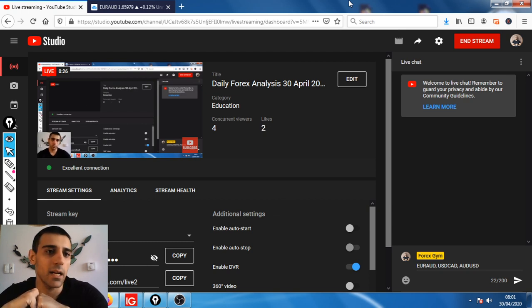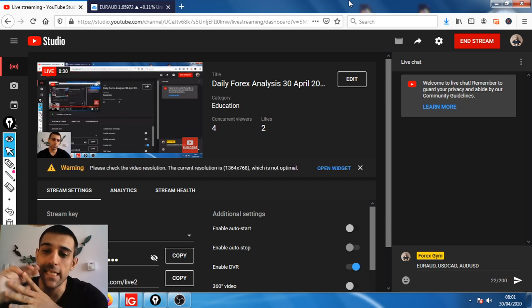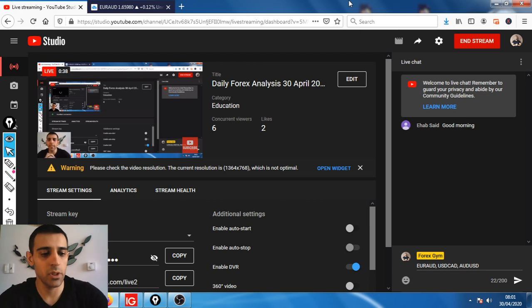So I'm going to be doing 4 currency pairs, which I normally do, and today I only have 3 currency pairs, which I already pre-selected. I'm going to be analyzing the currencies, which I'm going to comment in here. So it's going to be these 3 currencies.